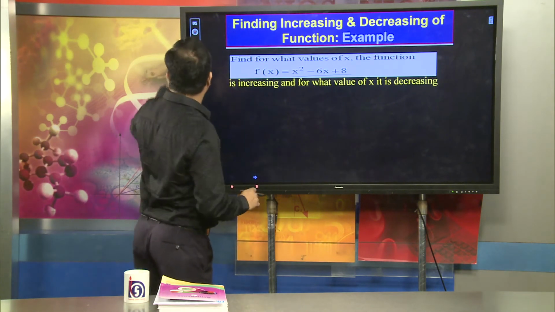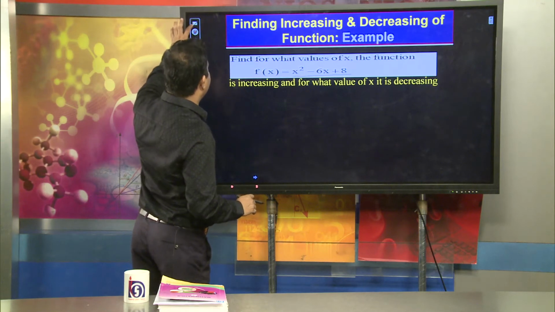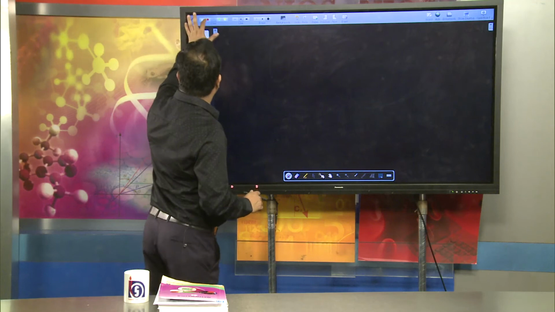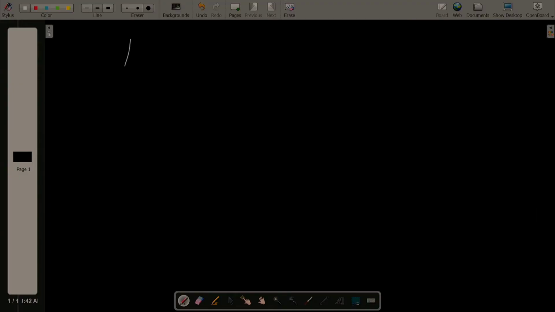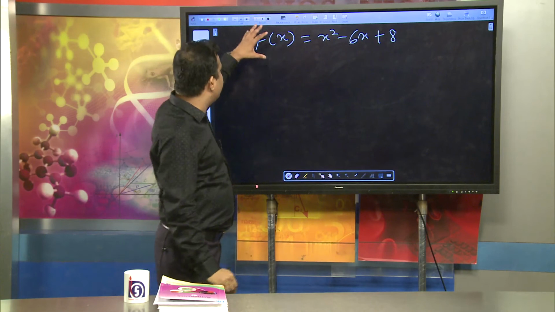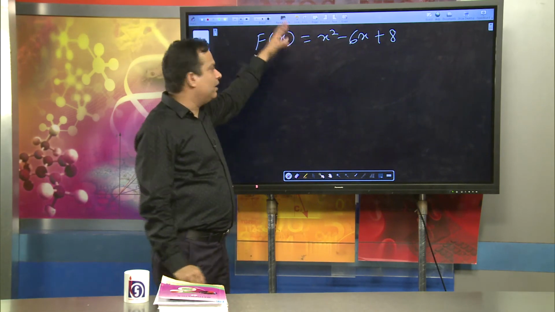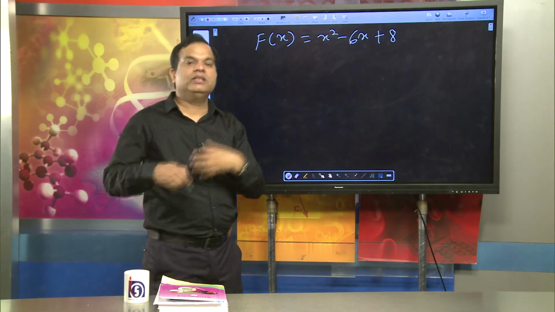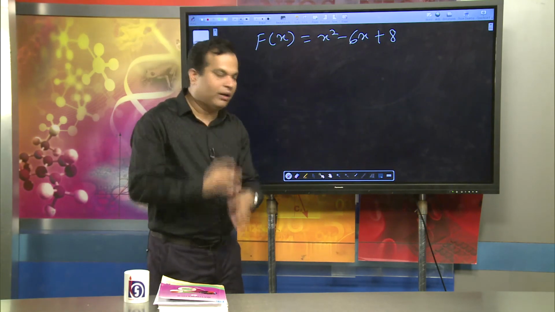That part we have to discuss now. Suppose I would like to take that same example, that f of x is x square minus 6x plus 8. And we are going to show for what value of x the function is increasing and for what value of x the function is decreasing. That part we are now discussing.